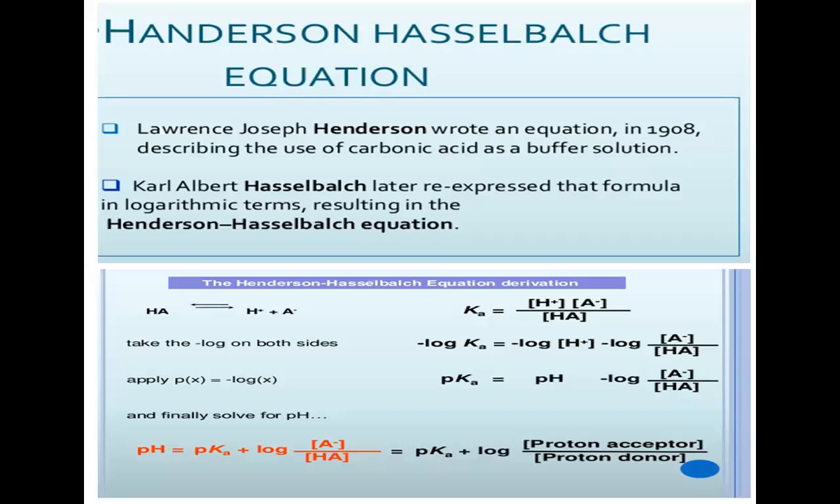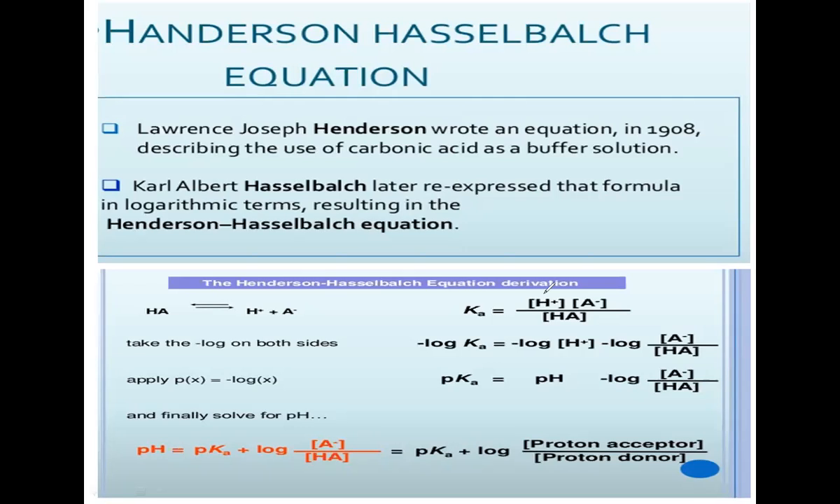Based on that, we can calculate the pH. That is the Henderson-Hasselbalch equation, which was written in 1908. The equation is a calculation of the pH. If we take an HA solution and it dissociates, it will form H plus and A minus. The dissociation constant is Ka.